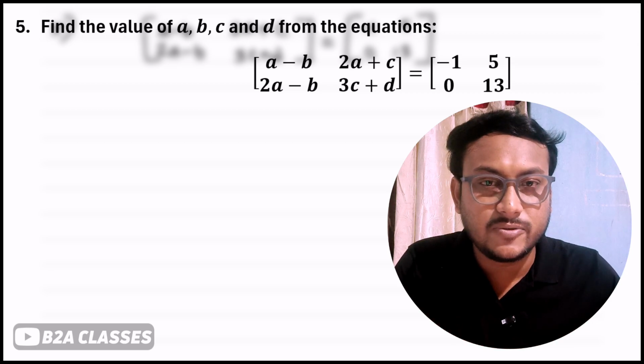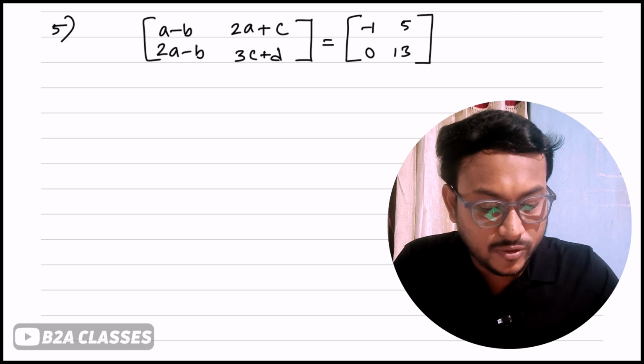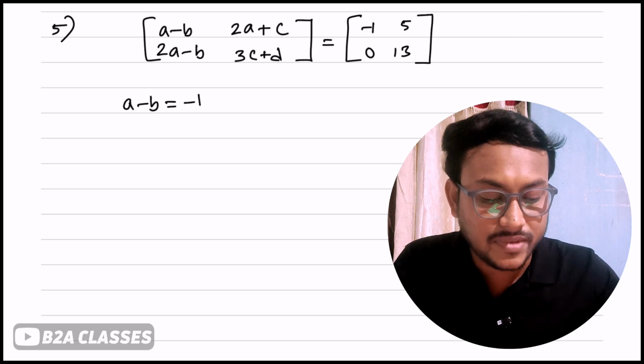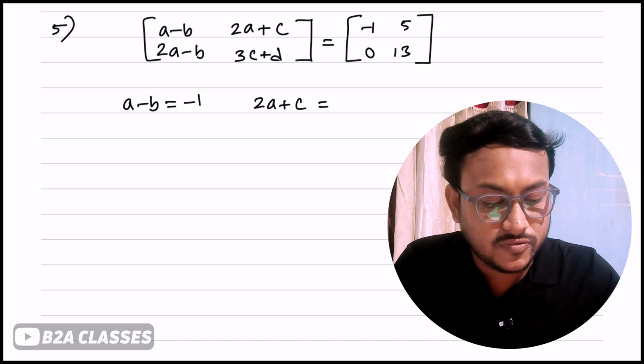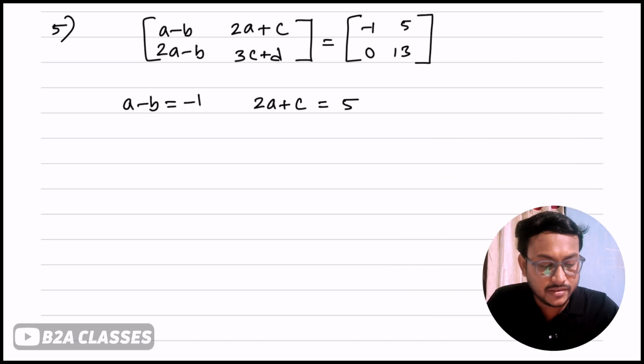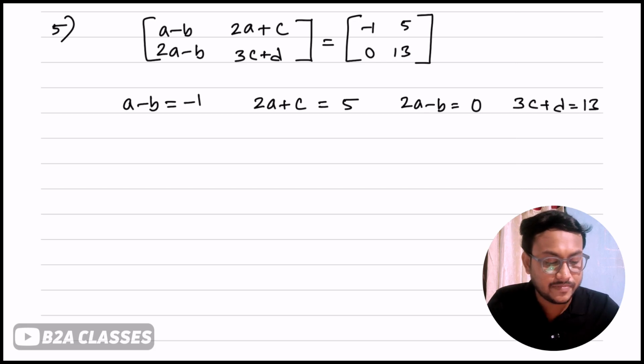सो लेट्स फर्स्ट इक्वेट द एलिमेंट्स. सो फर्स्ट एलिमेंट ऑफ बोथ द मैट्रिक्स इज a माइनस b एंड माइनस वन. दोनों को इक्वेट कर लिए. सेकंड एलिमेंट ऑफ बोथ द मैट्रिक्स इज 2a प्लस c इक्वल्स टू 5. थर्ड एलिमेंट ऑफ बोथ द मैट्रिक्स इज 2a माइनस b इक्वल्स टू 0. फोर्थ एलिमेंट ऑफ बोथ द मैट्रिक्स इज 3c प्लस d इक्वल्स टू 13. ठीक है, अब इसको सॉल्व करना है.